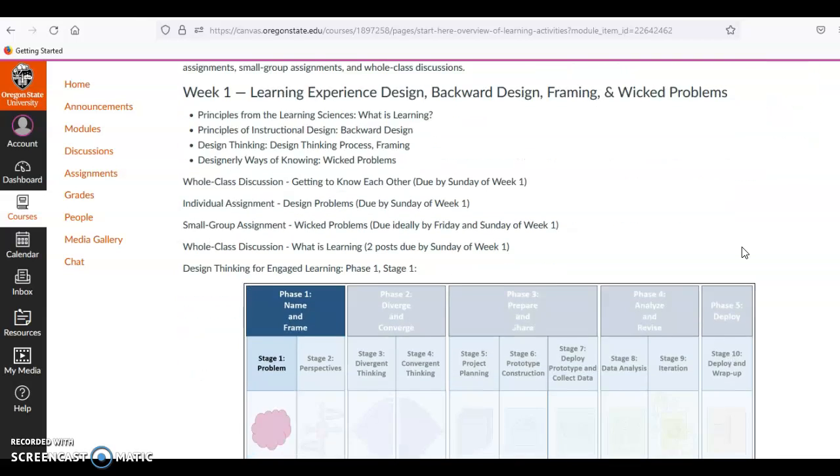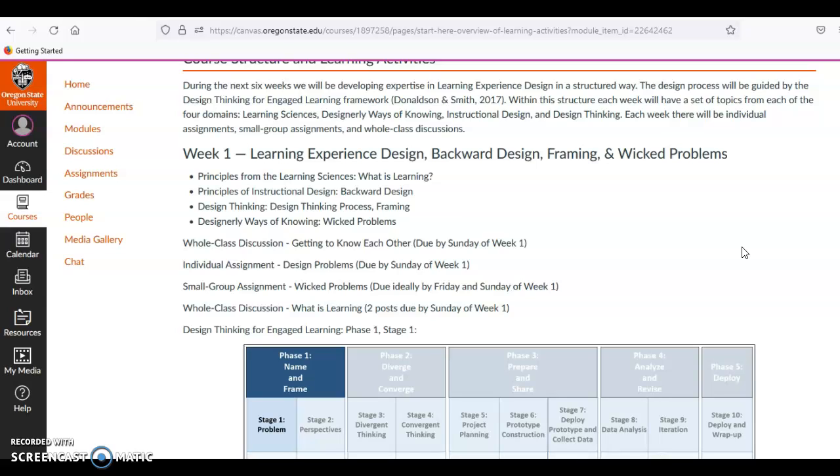So we'll start with week 1, where, if you can recall, the 4 areas that we have been focusing on in this course are principles from learning sciences, the principles of instructional design, design thinking, and designerly ways of knowing. And so you can see here from week 1 all the things that we have done. So we identified a problem, we really looked into what learning is, and then each week you had individual assignments, small group assignments, and whole class discussions that I do hope engaged you in this course.